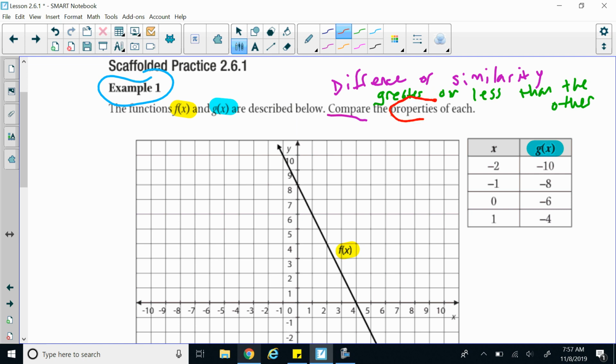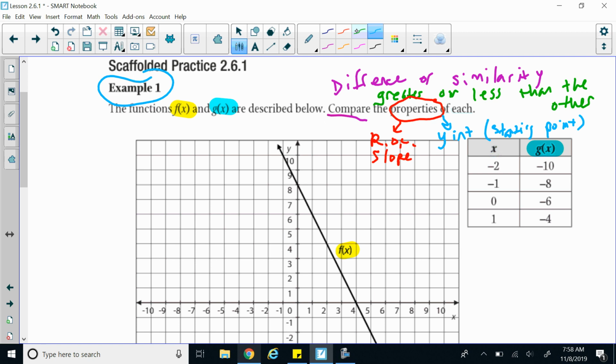So the two properties that we're going to be comparing are rate of change, ROC, all right, also known as slope. All right, that's one of them. And your second property that you're going to compare is your y-intercept, also known as your starting point. Okay, so those are the two that we're going to compare. So it says the functions f of x and g of x are described below. Compare the properties of each. So we want to compare the rate of change, and we want to compare the y-intercept.